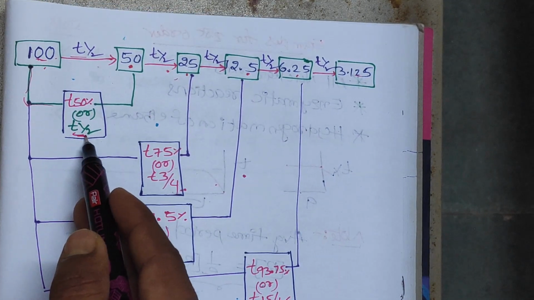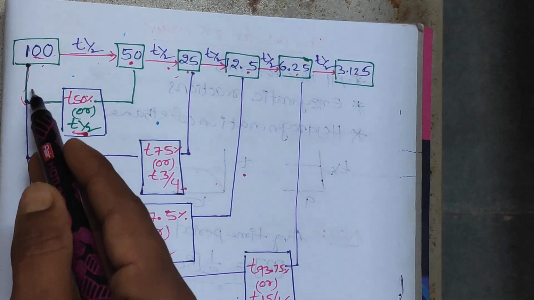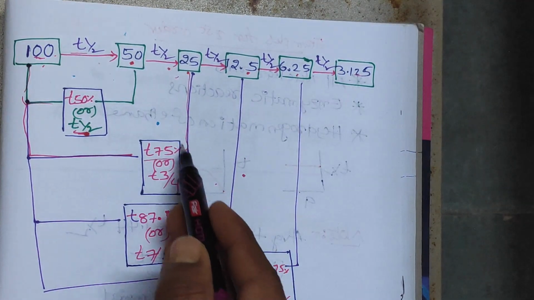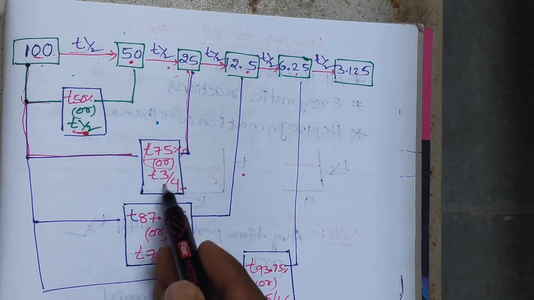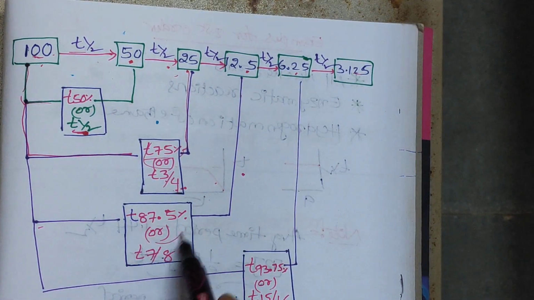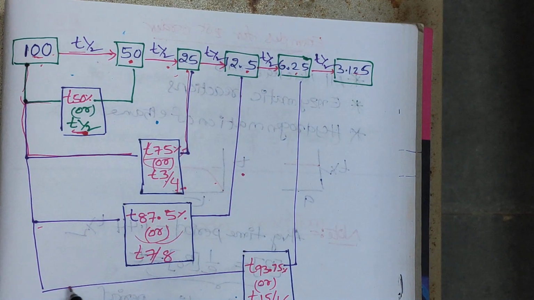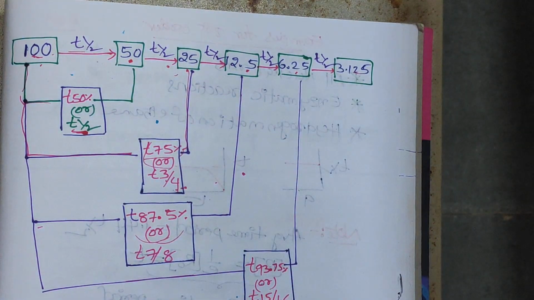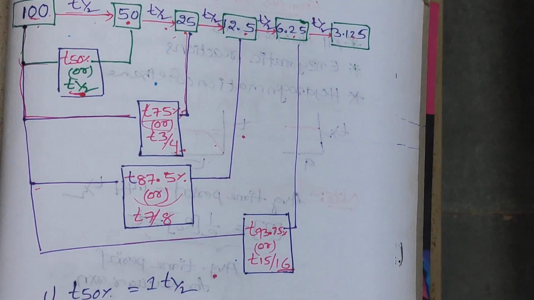This we can represent as T off. Now coming to this point, from here to here, what happens? 75% is removed. We can write 75% as 3 by 4. So from here to here, it is 87.5%, 7 by 8 we can write like this. Here 93.75%, it is 15 by 16 we can write this. So these are the forms we can write.